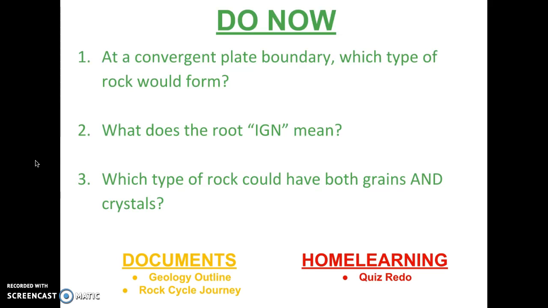Number two, what does the root IGN, like ignite or igneous, mean? That would be fire. And then finally, what type of rock would have both grains and crystals? We know it can't be an igneous rock because of the grains, and the only other option for a rock that can have crystals that grow are actually going to be from a contact metamorphic. So that's going to be my answer there.